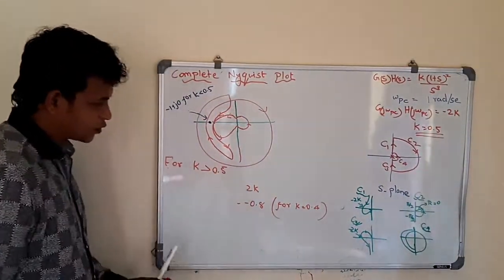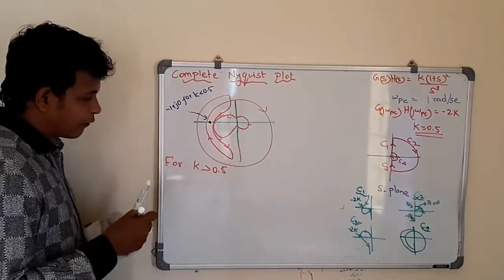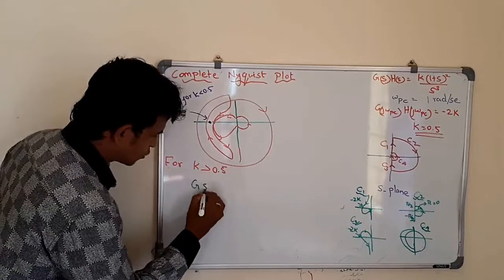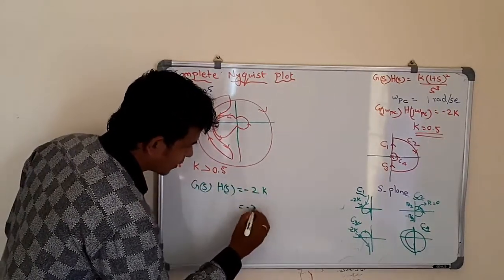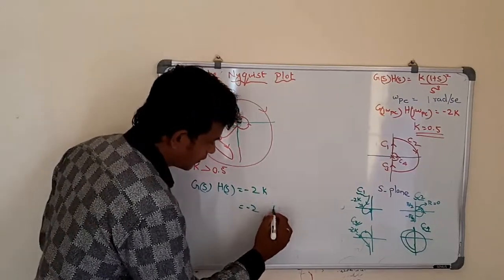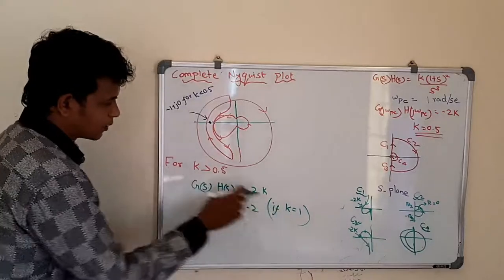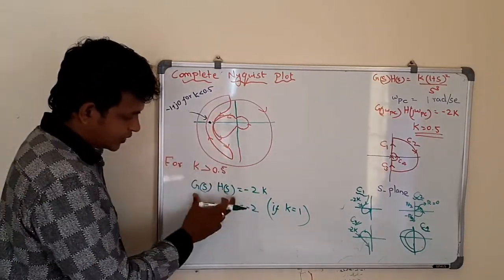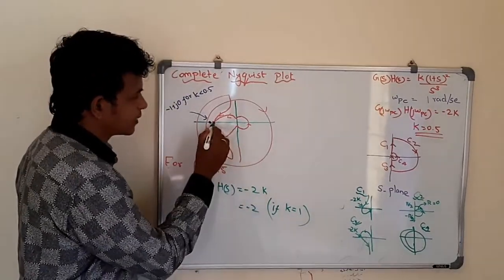We are going to do the same thing for k greater than 0.5. Let us assume the value of k to be 1. Then G(s)H(s) is equal to minus 2k, that is equal to minus 2, if we assume the value of k to be 1. So k equal to 1 means k is greater than 0.5. Minus 2 means the plot is crossing the real axis at minus 2.